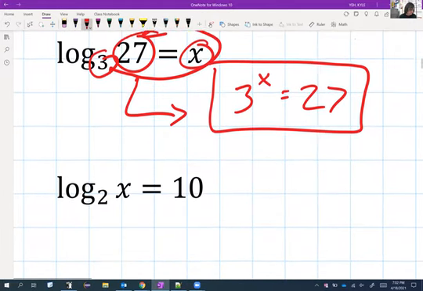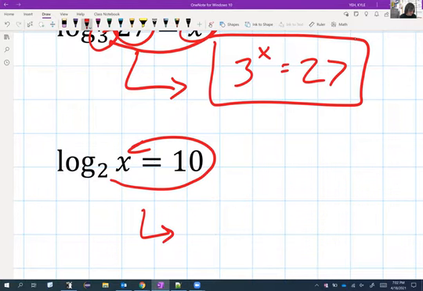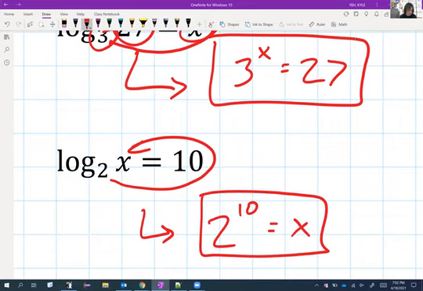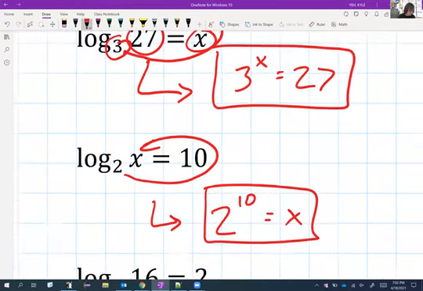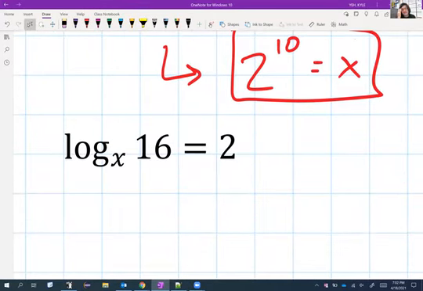Let's try another one. Log base 2 of x equals 10. Start at the base, loop around the equal sign. This translated would be 2 to the 10th power equals x. Another way of writing the exact same thing, it just looks a little bit different. All right, so take just a few seconds and try this one. Log base x of 16 equals 2. How would we rewrite that? Give it a shot. I'll wait 5 seconds.